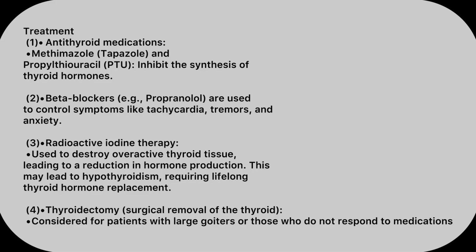And for the treatment, methimazole and propylthiouracil are used. Must remember the names of the medicines. To control tachycardia, tremor and anxiety, beta blockers like propranolol are used. Radioactive iodine therapy is used to destroy overactive thyroid tissue. Thyroidectomy, surgical removal of the thyroid, is considered for patients with large goiters or those who do not respond to medications.